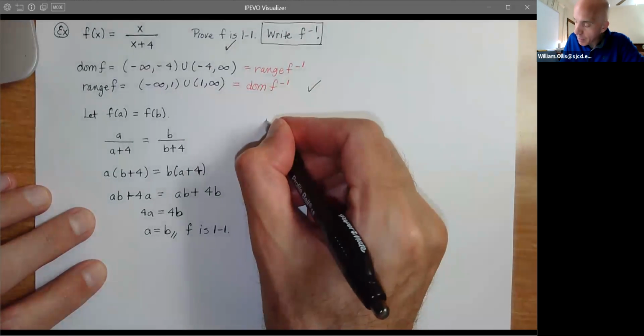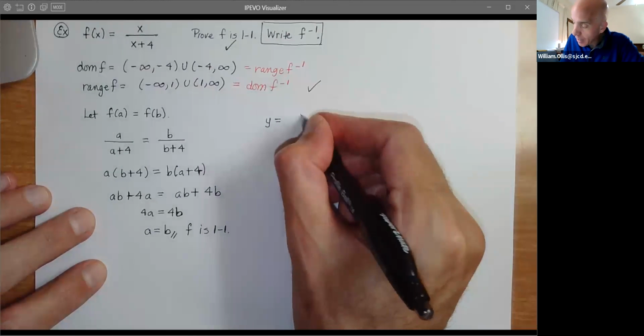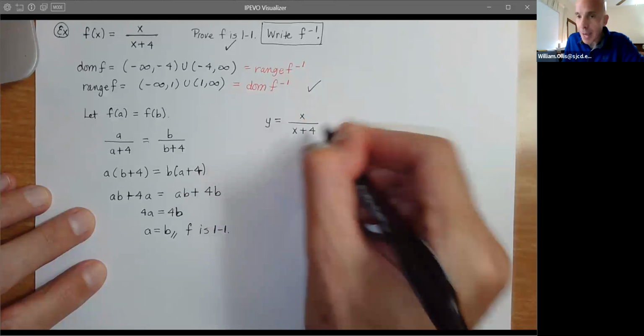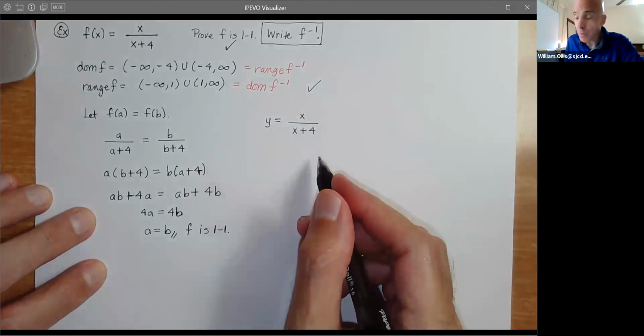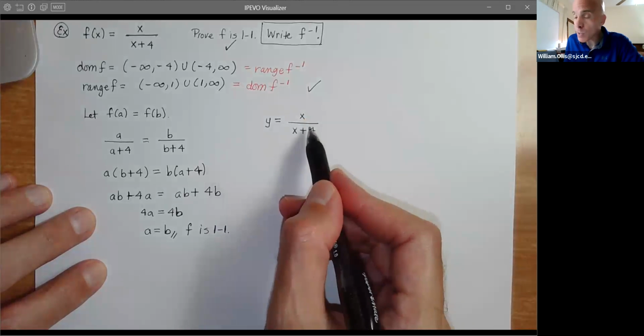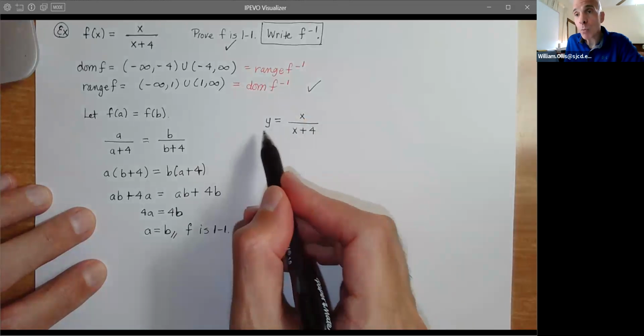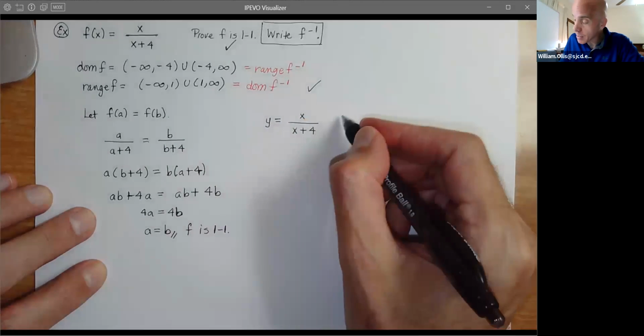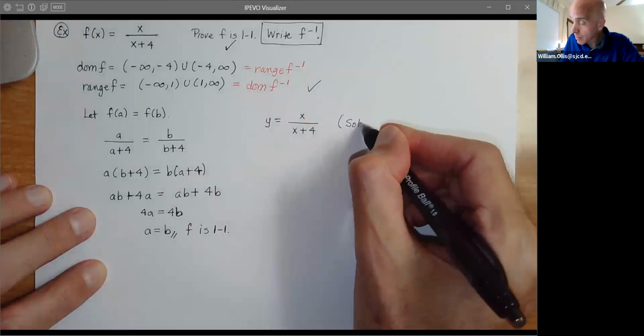So we're going to say let y equal x over x plus 4. Now, we want the reverse path. This says input x and output y. Now we want to go in the reverse direction. That is, we want to input a y and output an x. So solve for x.